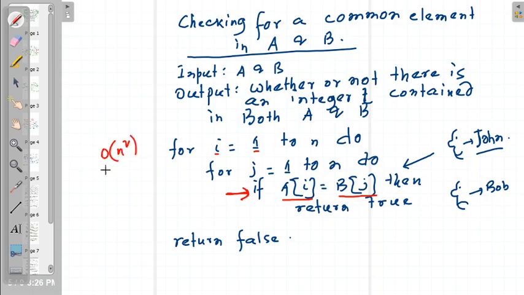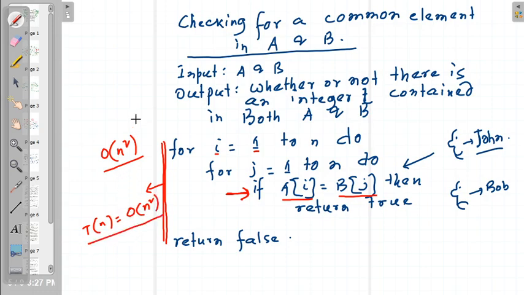Order of n square. So we can say that this double for loop, for i equals 1 to n and j equals 1 to n, the representative statement, this a_i equal to b_j, is happening order of n square times, and that is contributing the bulk of this for loop's contribution. So this algorithm overall has time complexity order of n square.